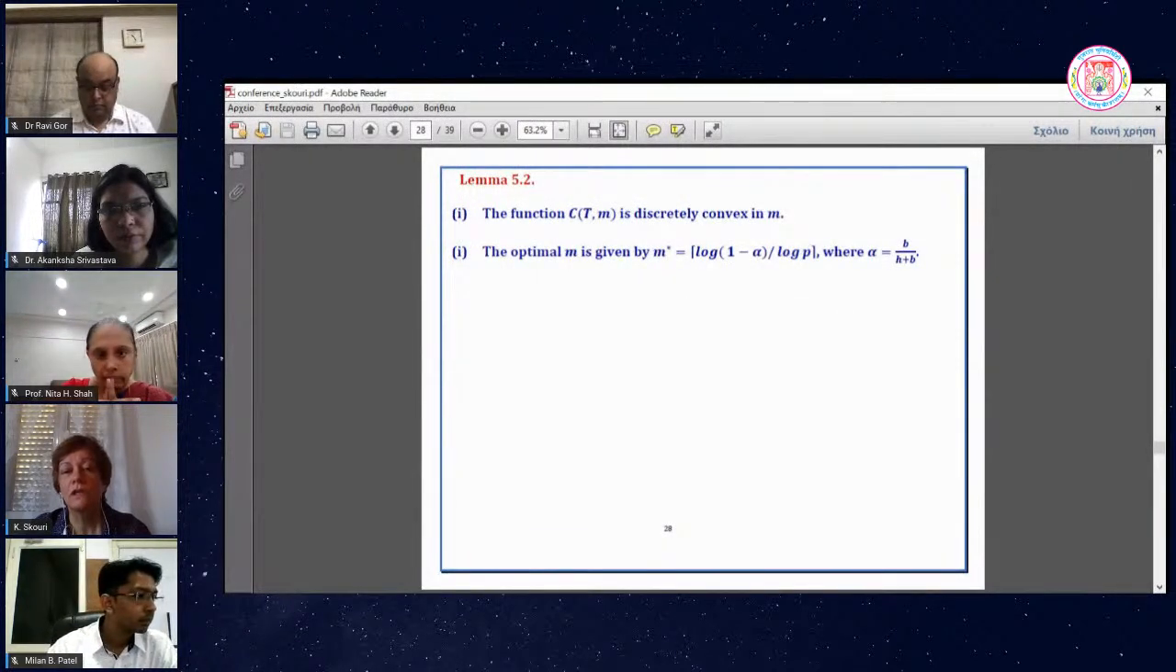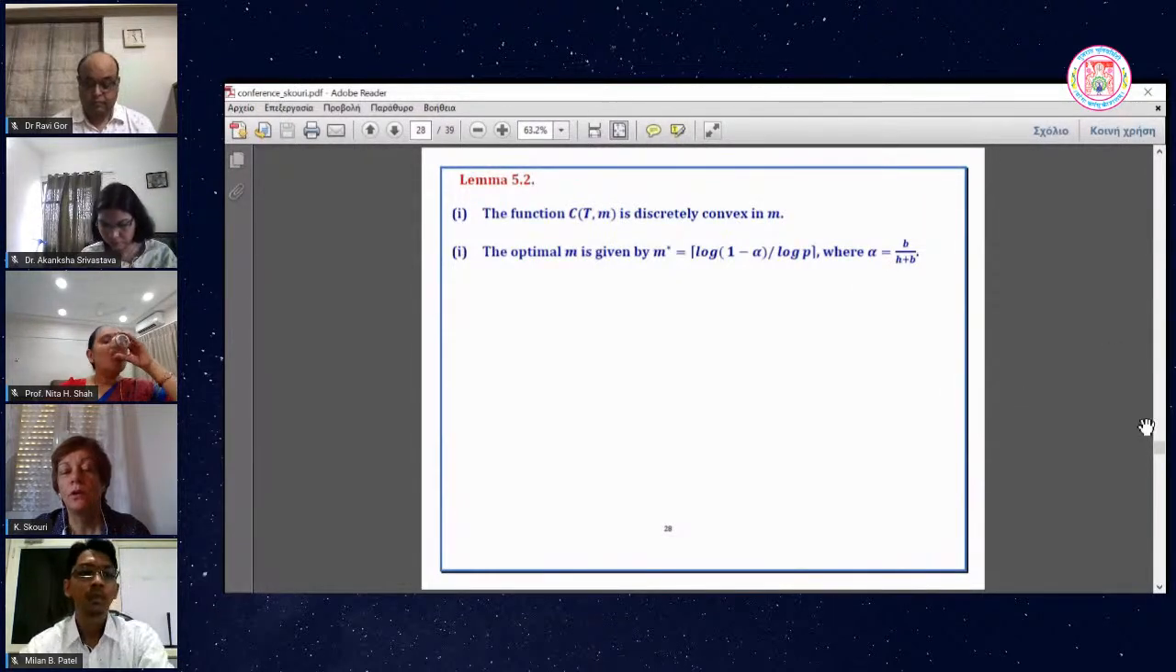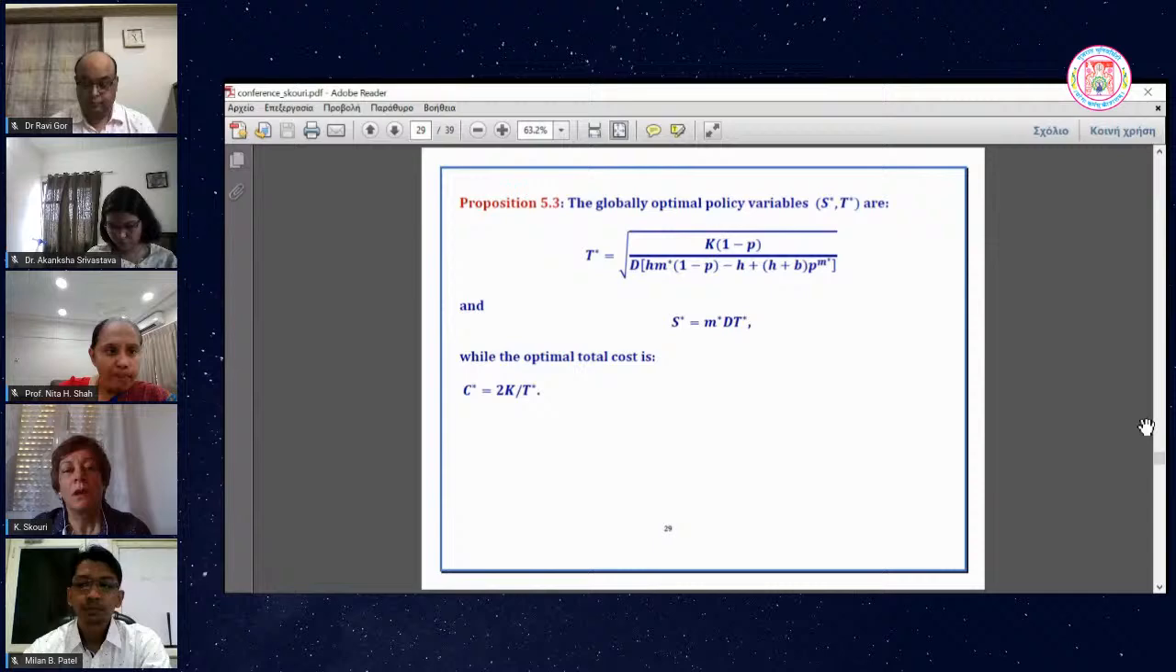The cost function is discretely convex in M, and again the optimal M is given by this relation, where again α is the well-known parameter, and the optimal reorder level and order-up-to level are given again in closed-form expressions, and also the total cost of the system.